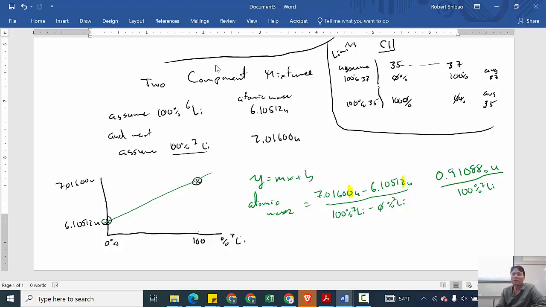So this is my slope. I screwed this up for space. I don't have enough space here. And I just ran out of pages.